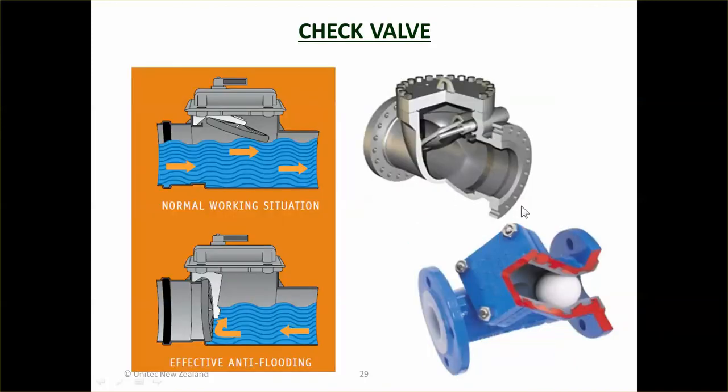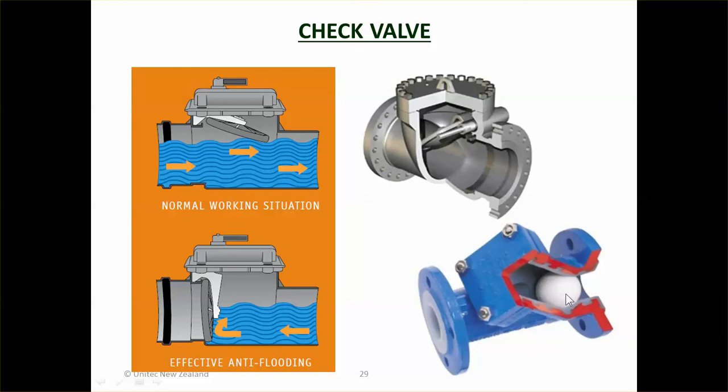Check valves stop the water from flowing backwards, so you've got the water flowing this way normally. And that's a flapper valve there, so if the water wants to flow the other way, it's going to put pressure on that flapper valve and force it closed. So the water can flow that way, but the minute it tries flowing the other way, it's going to push the flapper valve closed.